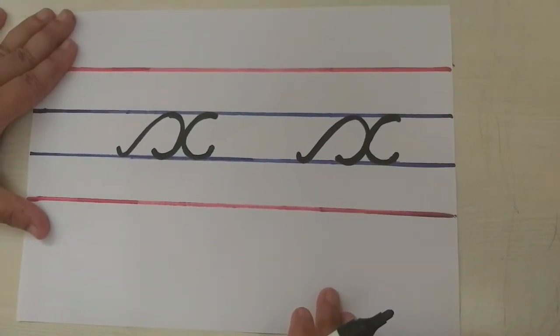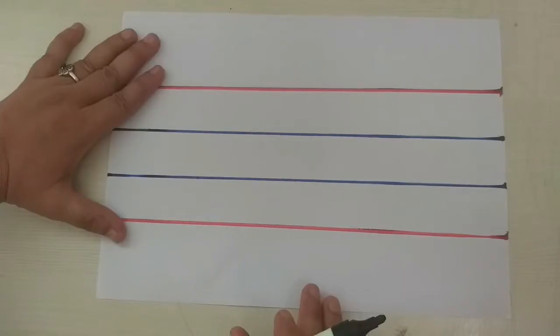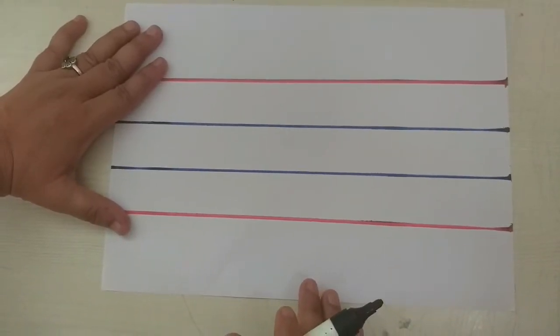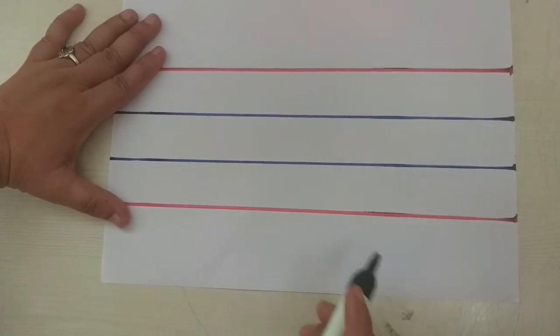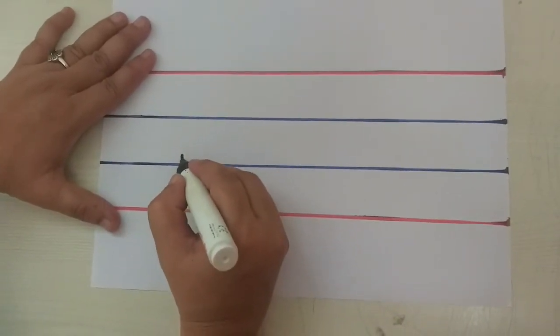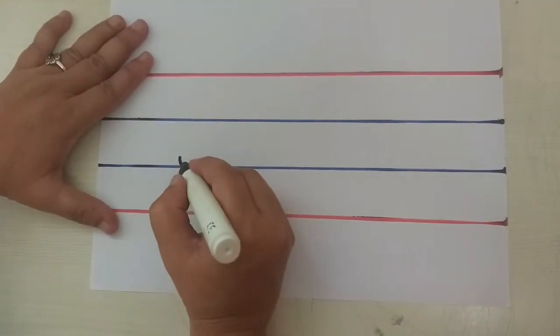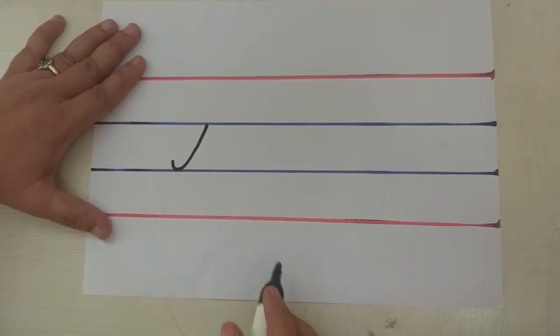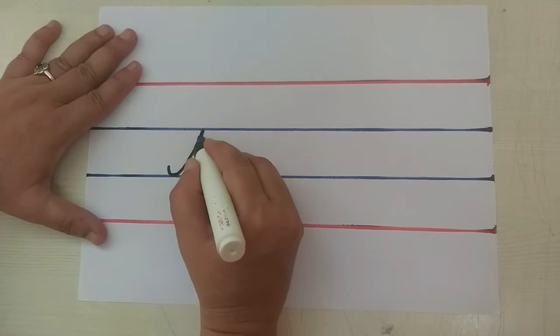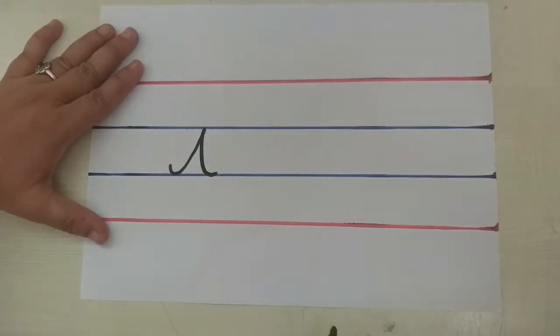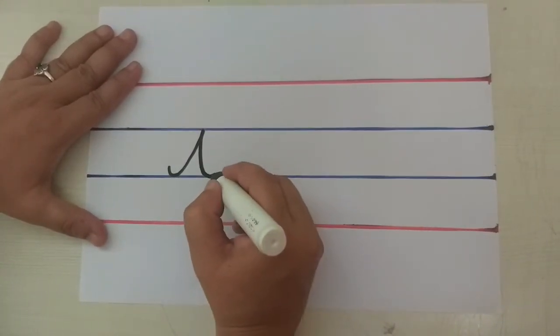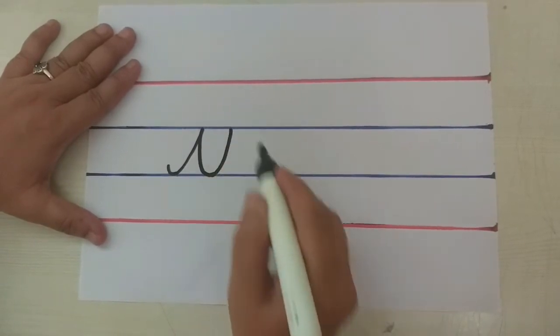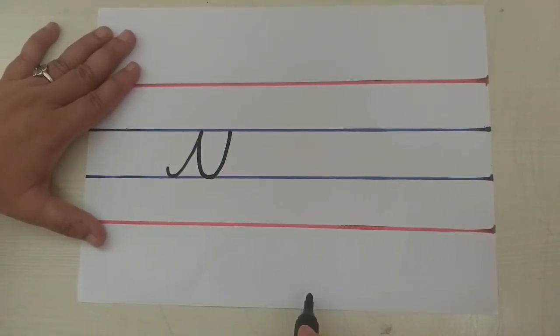Small cursive X. X after which letter comes, children? X after Y. Shall we write? Take a small curve. Go up to the second blue line, slanting line, children. Again come down to the third blue line. Again go up to the second blue line. Like that you have to do, children.